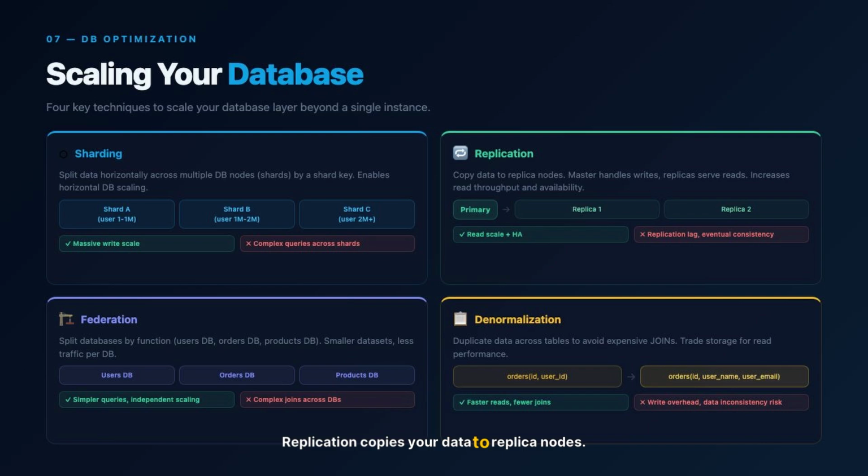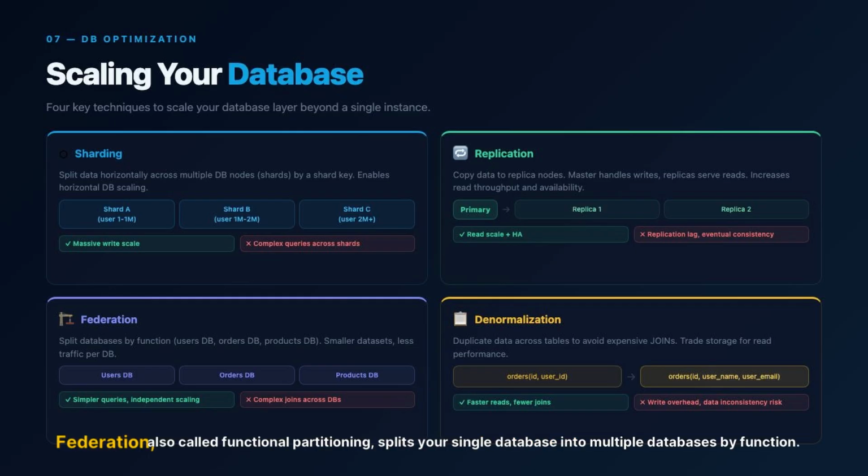Replication copies your data to replica nodes. The master handles writes. Replicas serve reads. This dramatically increases read throughput and adds high availability. Replicas can be promoted if the master fails.